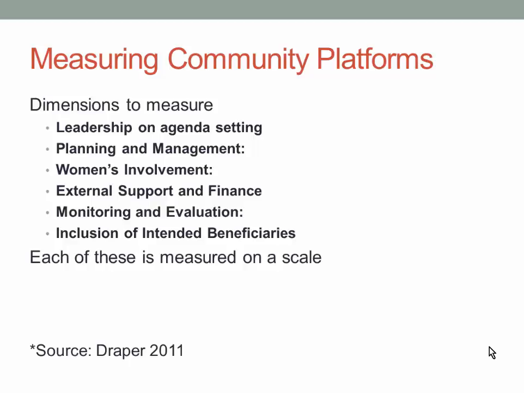Women's involvement, where we're concerned with making sure that everyone in the community has a voice. External support and finance, which is basically sustainability. Is there financial and other support means for community platforms to go forward? Monitoring and evaluation, in which case communities are involved in evaluating how things are going in terms of interventions and providing feedback and other quality improvement information to move forward and improve interventions. Inclusion of intended beneficiaries. And finally, each of these is measured on a scale, and for more information, you can see the link attached with the Draper paper.